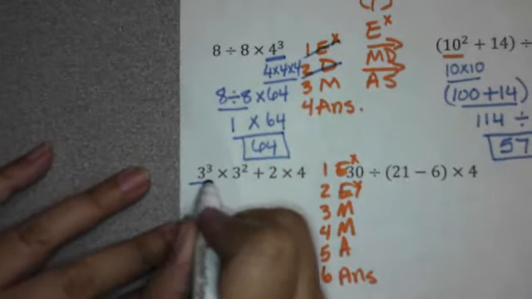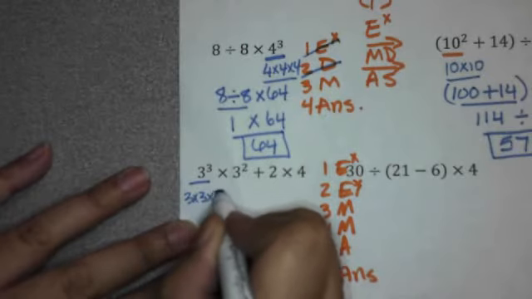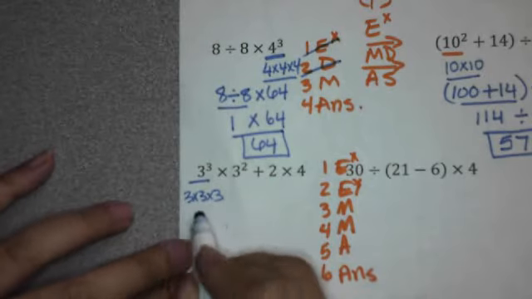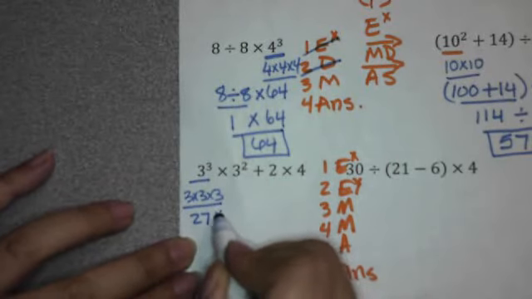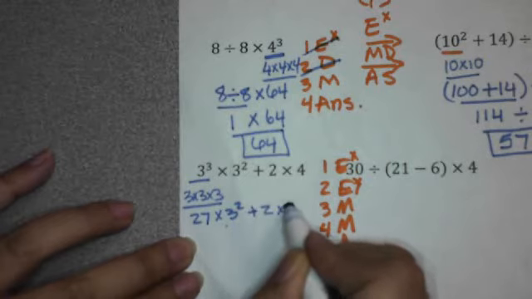So 3 to the third power, 3 times 3 times 3. 3 times 3 is 9. 9 times 3 is 27. Rewrite. You always rewrite after every step.